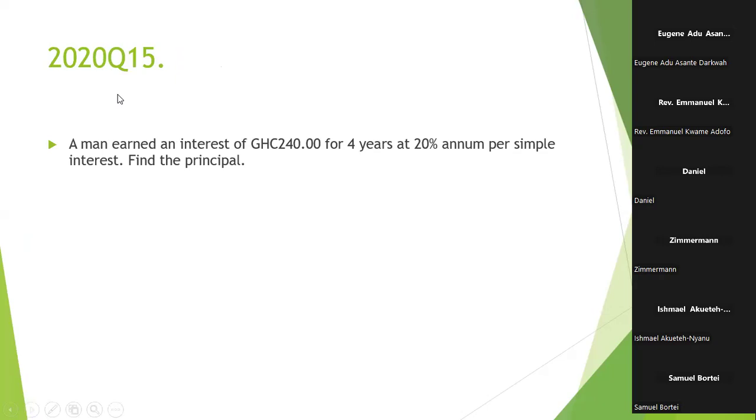2020 question 15. A man earned an interest of 240 cedis for 4 years at 20% per annum simple interest. Find the principal.